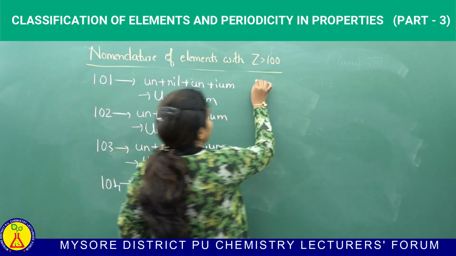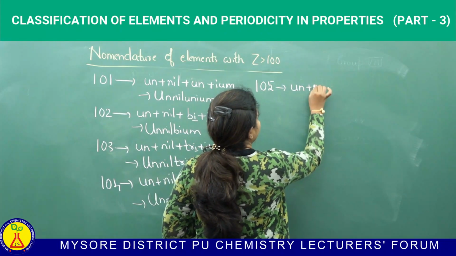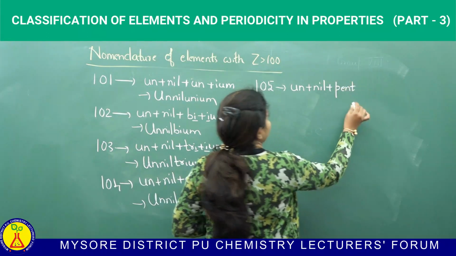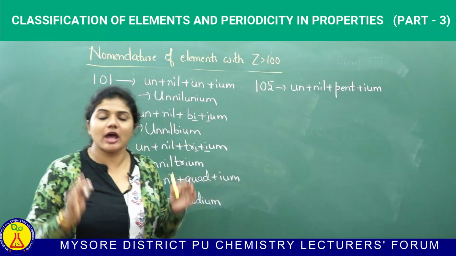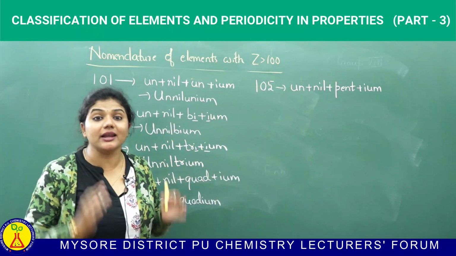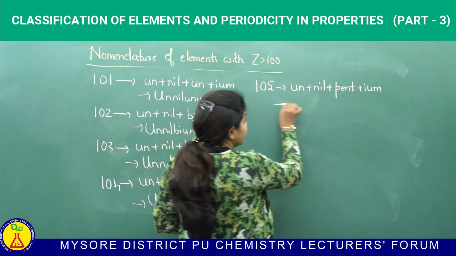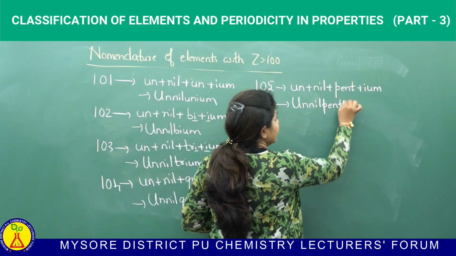Okay, next one. 105. Unnil pent ium. In the examination, if they ask you to write the IUPAC name for the element with 105, straight away you can write it as unnilpentium.